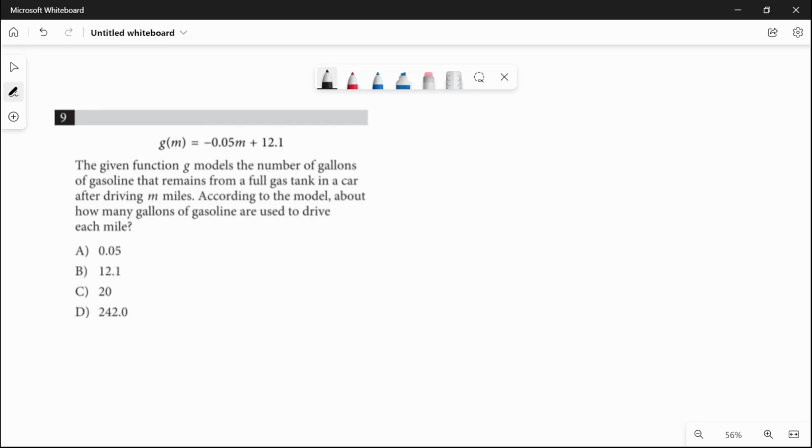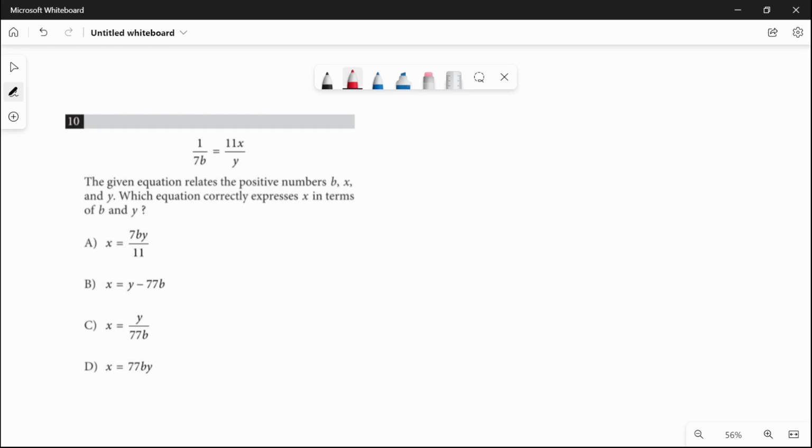Question number 9. The given function g models the number of gallons of gasoline that remains from a full gas tank in a car after driving m miles. According to the model, about how many gallons of gasoline are used to drive each mile? So here, he wants us to find the slope. And the slope is the coefficient of m, because m here corresponds to the value of x. And we know that the coefficient of x in a linear function is equal to the slope. So the slope is equal to 0.05 or negative 0.05. Anyway, the answer for this question will be choice A, because that represents the slope of this linear function.